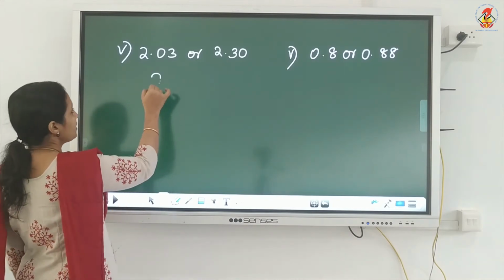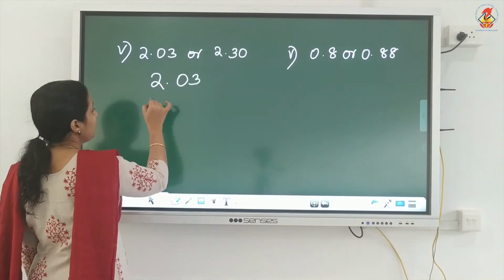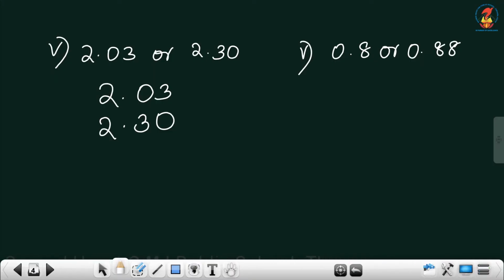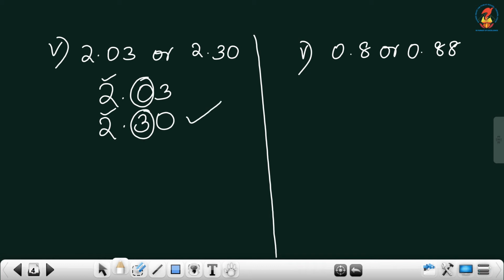Now the next question. 2.03, 2.30. First you check whether they are like decimals or not. Okay, they are like decimal. If they are like decimal, you start looking from the whole number part. Here it is 2, here also 2, both are same. Here it is 0, here it is 3. 3 is the greater digit. So this number will be the greatest number. So what is the answer?